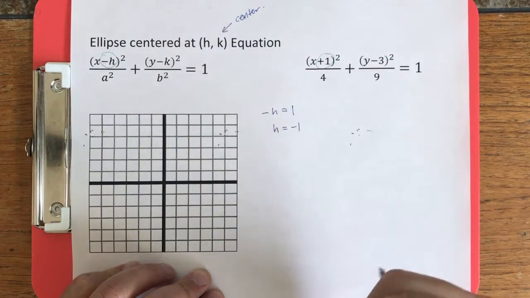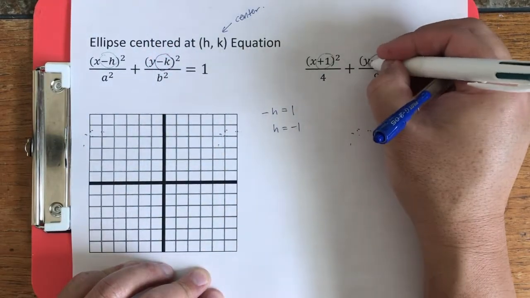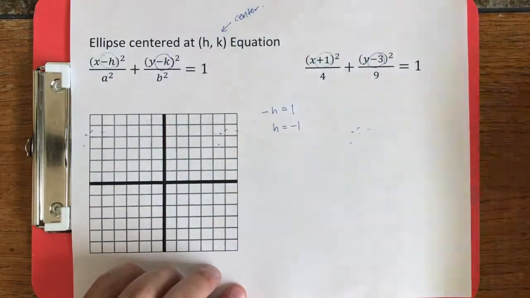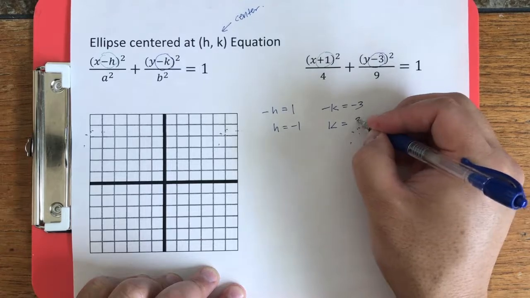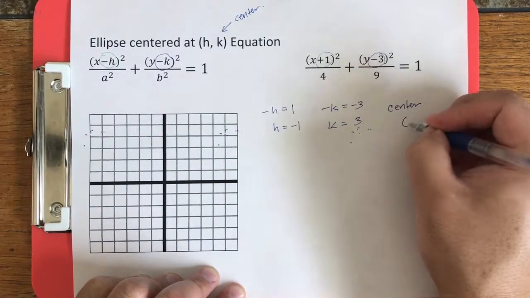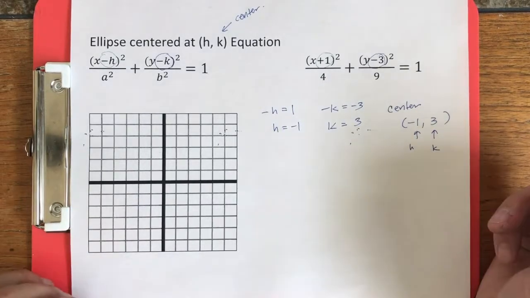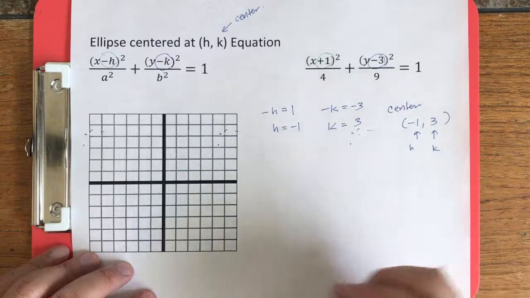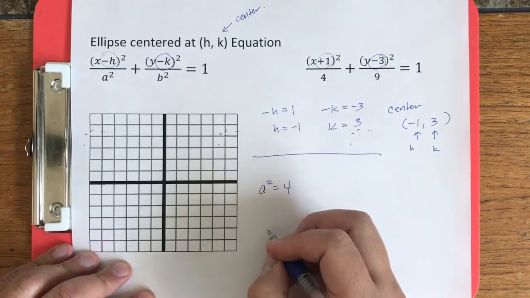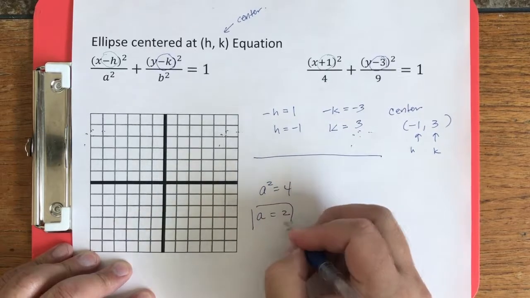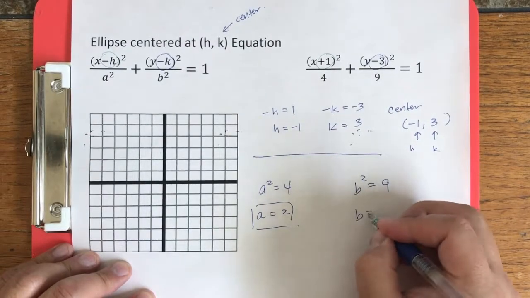Next, we want to match this k with this negative 3, because these are both next to the y. So we have negative k is equal to negative 3, so k is equal to positive 3. So we can see that our center is negative 1 comma 3, right? That's my h, and that's my k. Okay, now the next thing we want to do is find a squared and b squared. So we have a squared is equal to 4. When we square root both sides, we'll have a is equal to 2. And then we'll have b squared is equal to 9, and when we square root both sides, we'll have b is equal to 3.